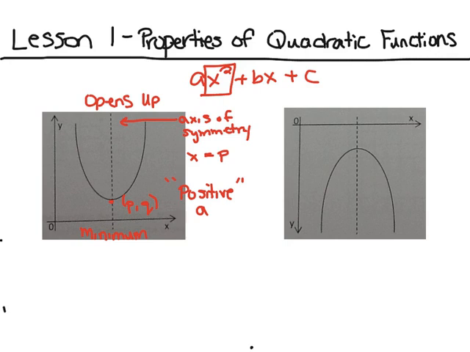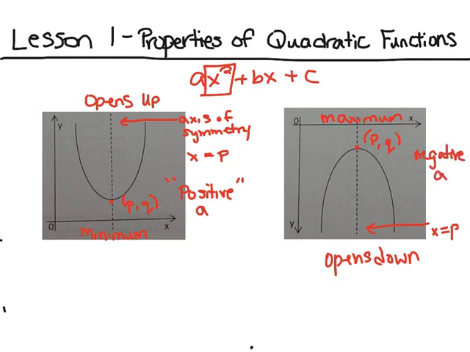So this one is different. It's a maximum vertex at P, Q. We still have an axis of symmetry at x equals p. This time it opens down, so we have a negative a. And remember that this is your vertex. I didn't label that. Vertex.